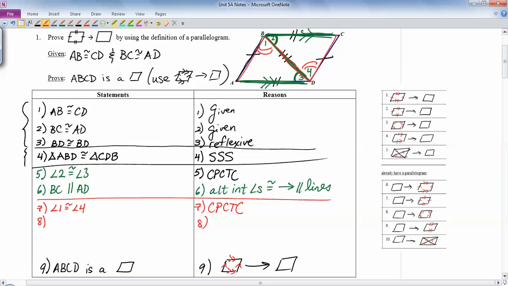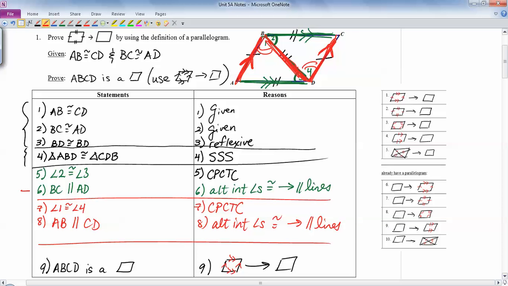And then now that I know that 1 and 4 are the same, here's this slanted Z, this sideways Z. So that helps me prove that this and this are parallel, because 1 and 4 are alternate interior angles that are congruent. So I can say AB is parallel to CD because alternate interior angles that are congruent give me parallel lines.